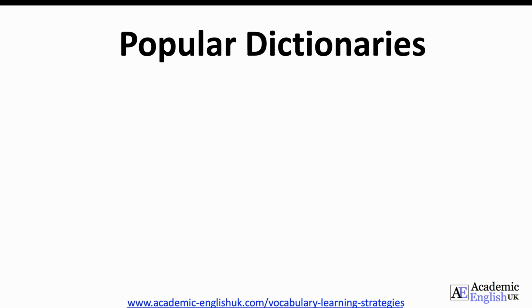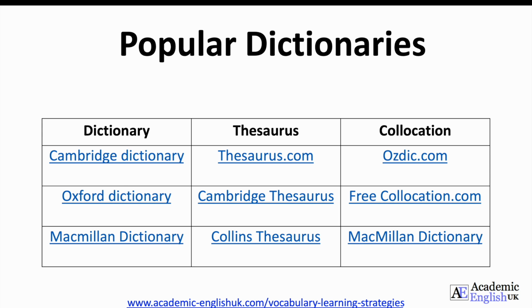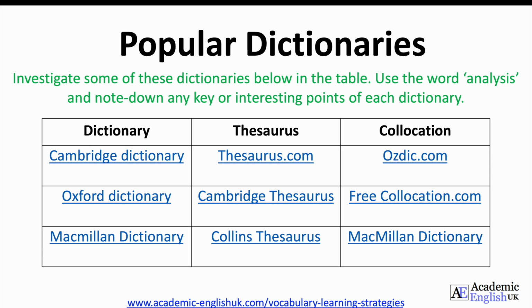So there are many popular dictionaries out there, and all of them have a unique difference. Personally, I don't believe there is one perfect dictionary, and I suggest that students should use a couple of different ones. Here are a selection of some highly recommended English to English online dictionaries, thesauruses, and collocation dictionaries. I suggest you investigate some of these dictionaries from the table below. Use the word analysis as a search reference and note down any key or interesting points of each dictionary.